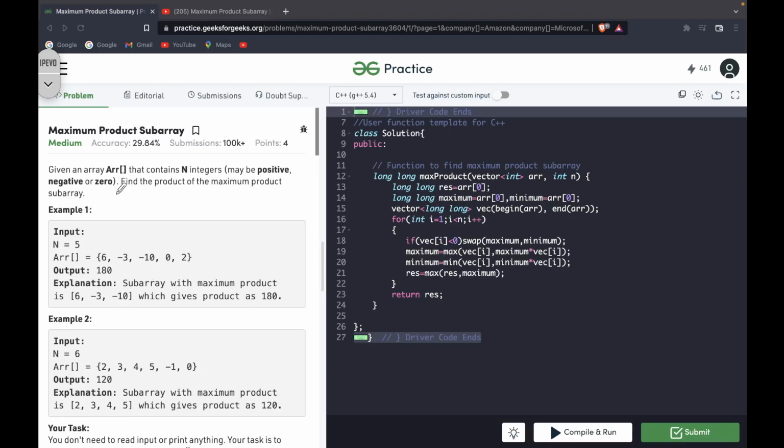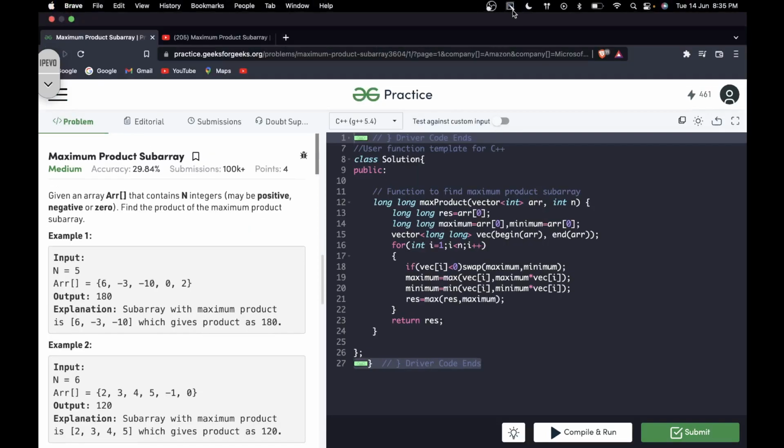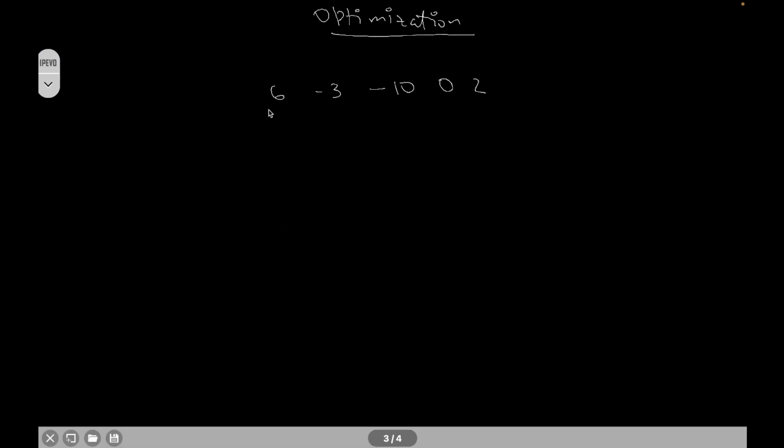So suppose the array given to us is this one: 6, -3, -10, 0 and 2. Okay, so let's see this example. Let's solve this example. As it is given to us, we can start from this. We can take our maximum, that is result, and we'll try to get the maximum answer from this. Okay, so let us multiply this with the rest of the array.